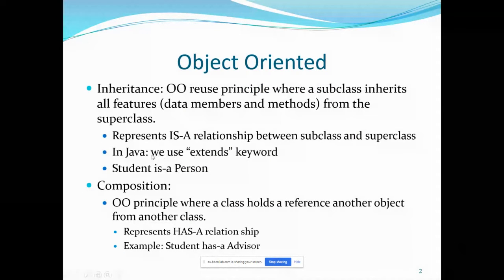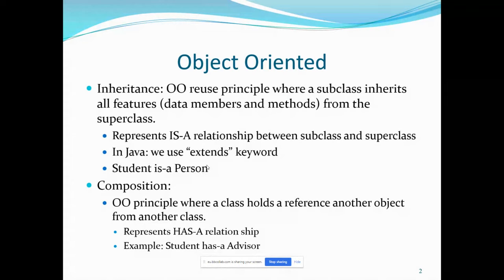For example, in Java, we can say a student is a person. So a person is the superclass, meanwhile the student is the subclass. Normally in Java, we use the keyword extends to enable this relationship. By default, any user-defined class in Java is a subclass or a child of the class Object.